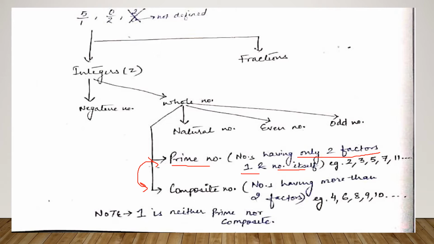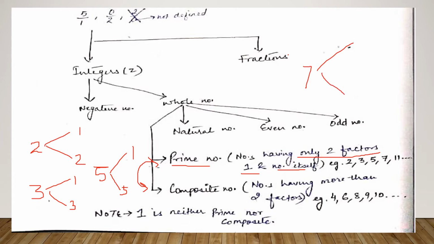So you can say the first prime number is 2. Why? Because 2 can be divided by 1 and 2 only. The second prime number is 3. It can be divided by 1 and 3 only. Similarly, 5 is also a prime number. It can be divided by 1 and 5. If you take 7, it is also a prime number. It can be divided by 1 and 7. So you can see in all these numbers, the common thing is they all have only two factors. So they all are prime numbers, and the first prime number is 2.